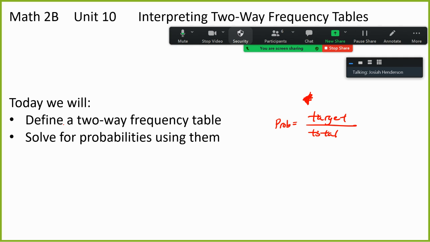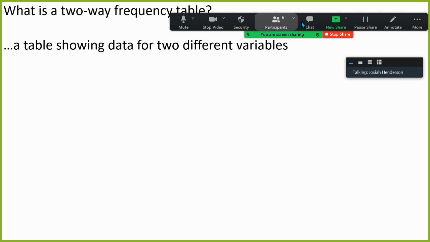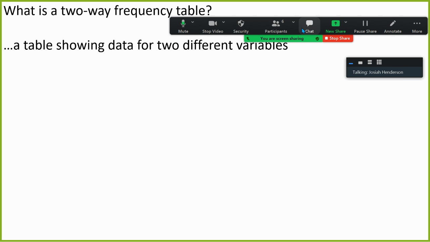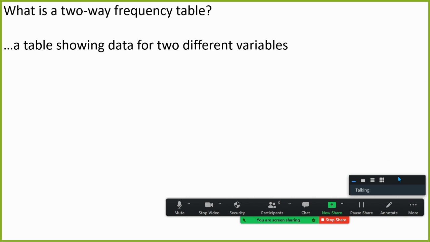So just a reminder, this is the first lesson of Unit 10 called Interpreting Two-Way Frequency Tables. Here we go. So definition, what is a two-way frequency table? A table that will be showing data for two different variables. That's the important part here. There's two different variables, two different types of information being given.